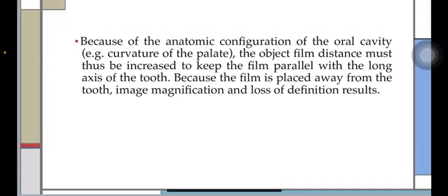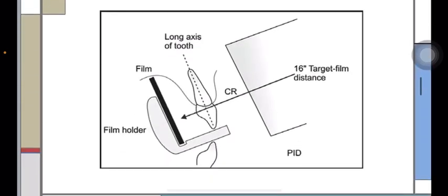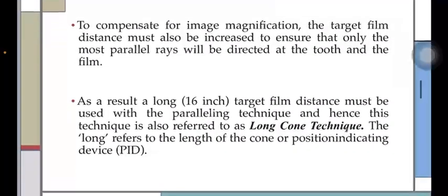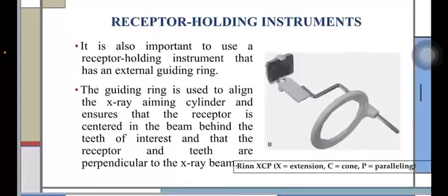Because of the anatomic configuration of the oral cavity, that is the curvature of the palate, the object film distance must thus be increased. Because the film is placed away from the tooth, image magnification and loss of definition result. The target film distance is 16 inches. That is why it is known as the long cone technique. The receptor holding instrument is known as the Rinn XCP holder. X stands for extension, C for cone, and P for paralleling.